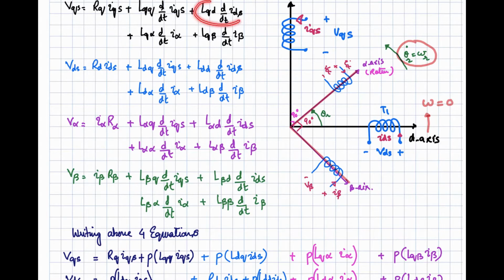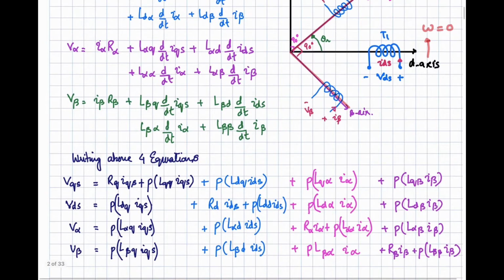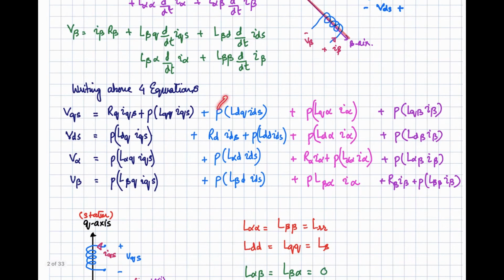Then taking this part, this is LQD, it can be written as derivative of LQD into IDS. Similarly, this term can be written as derivative of LQ alpha into I alpha, and this one can be written as derivative of LQ beta into I beta. So we are just writing it in compact form. Small p represents the derivative operation. So the above four equations can be written like this.